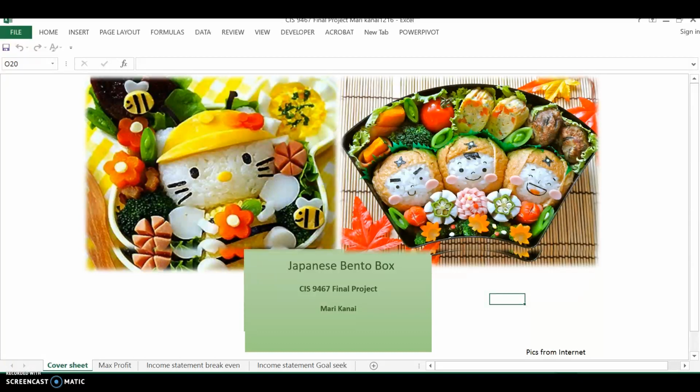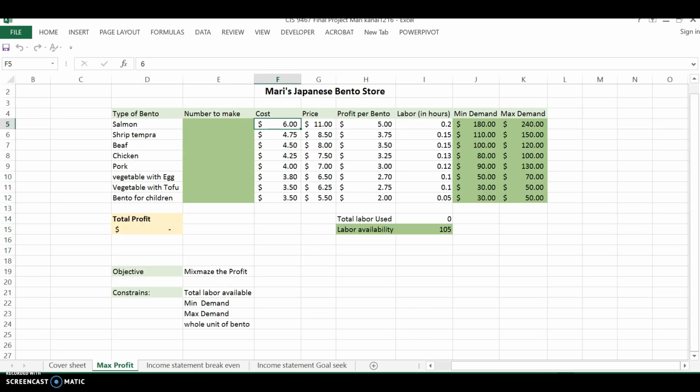I'm interested in opening a Japanese bento store because Japanese bento is not only healthy and delicious, but also beautiful. In my project, I will use the Excel Solver to determine how many bento to produce to maximize the profit. Mary's Japanese bento store provides seafood, meat, and vegetarian bento.